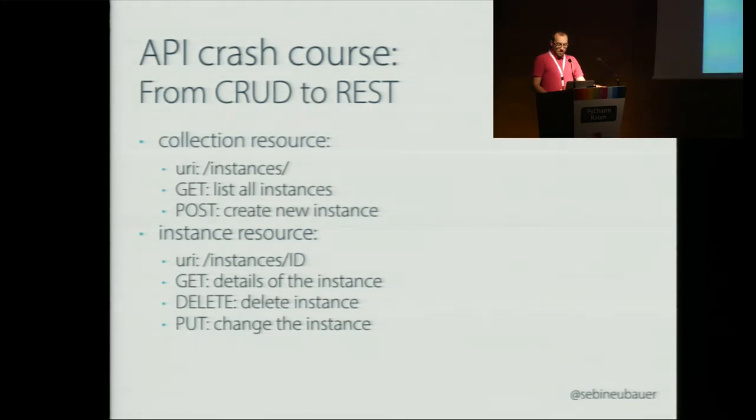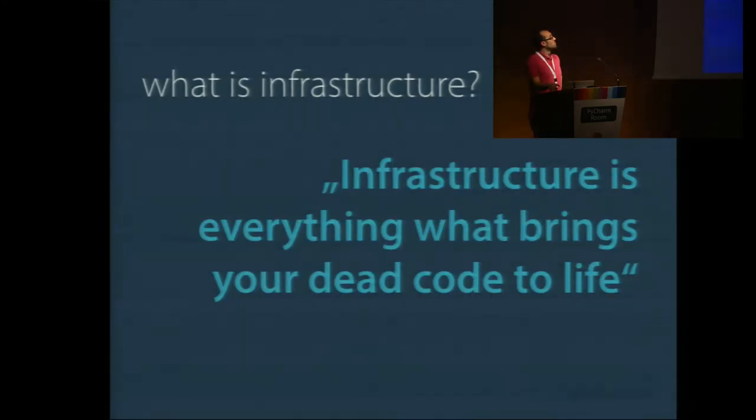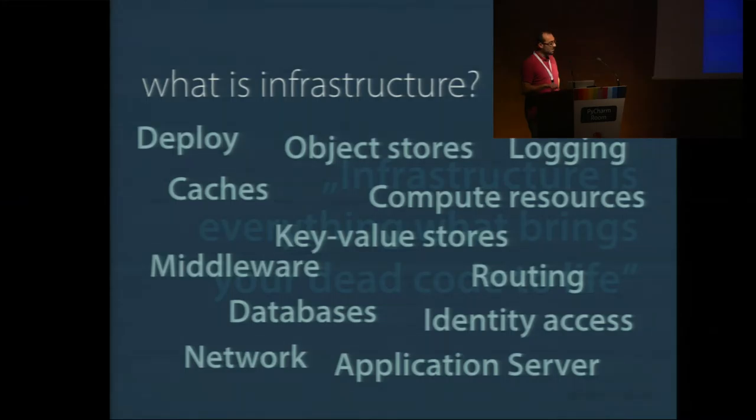Now to something completely different. We are computer people. What is infrastructure? It's a quote from me, so don't take it too seriously. Infrastructure is everything that brings your dead code to life. This means everything around deploy or object stores, key value stores, databases, routing, networking, maybe identity access. So everything around your code, which is in Git, is what I call infrastructure. In the end, it brings the value in addition to your code.